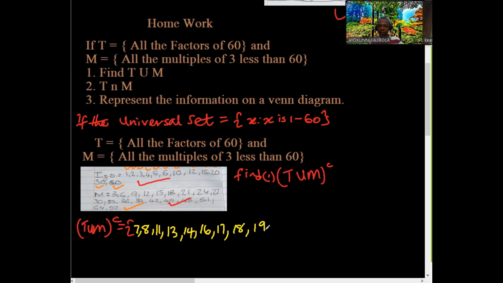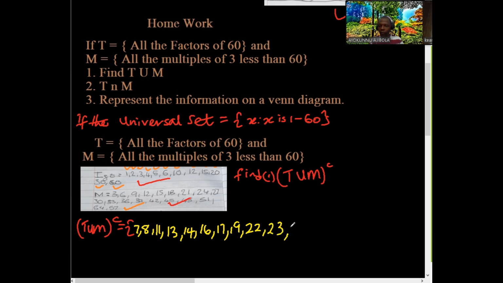19 is not. Okay. Is 18 present in one? Yeah. 18 is present in multiples of 3, okay? Okay. So 19 is not present. 20 is present in the other one. 21 is also present in multiples of 3. 22, not present. 23, not.